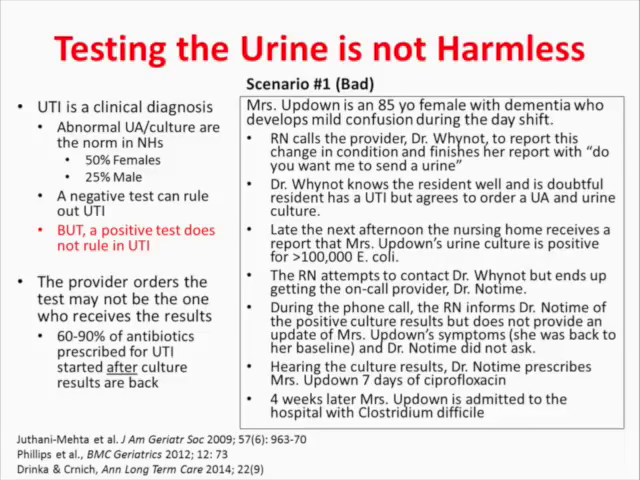Now this is important because we have a lot of discontinuous information exchange going on in nursing homes. The provider who orders the urinalysis and urine culture may not be the same provider who gets the test results. In fact, 60 to 90% of antibiotics prescribed for urinary tract infection are started after the culture results are back. And I'd like to share with you a few scenarios to show how this could be problematic.